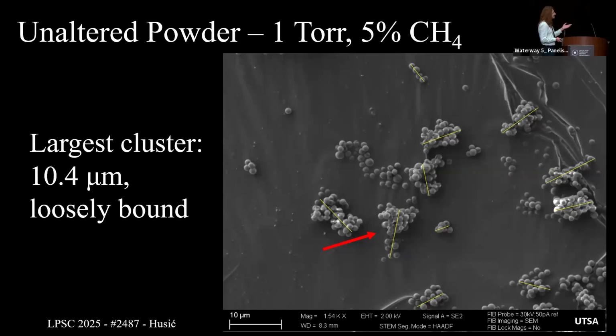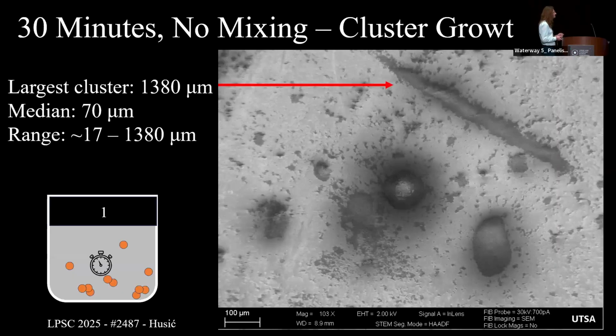And the natural clusters they create are about 10 microns. The biggest one I could find is the red arrow there. But they're very loosely bound. It's not very well put together, basically.